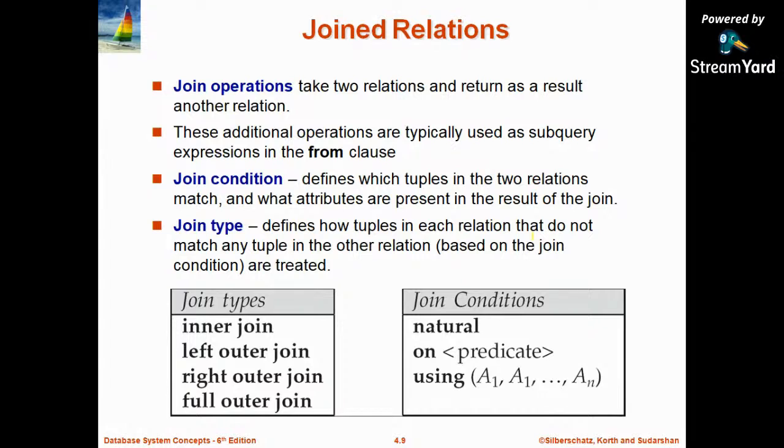In the join operation, you have to first write what type of join you would like to use. The join type can be inner join, left outer join, right outer join, or full outer join. In addition to the join type, you have to give the condition to join, on what column you would like to join, on what predicate values you would like to join.